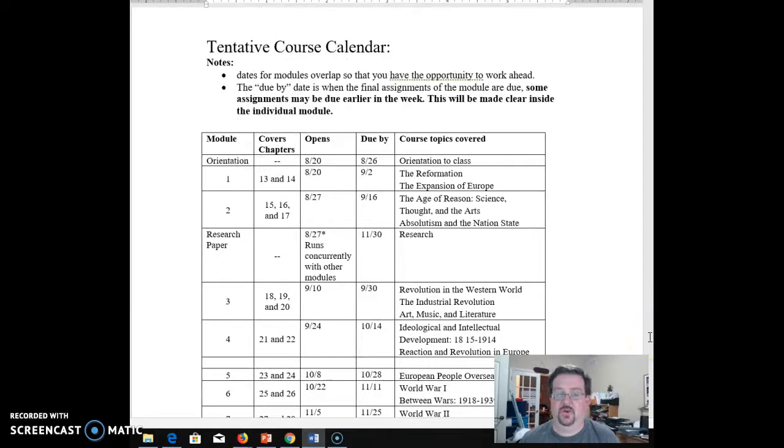And that brings us to the course calendar. Now, the course calendar may be changed if something significant happens, if we have unexpected class cancellations at Heartland, or if Blackboard is destroyed by atomic war, which probably won't happen, but just in case, we may change due dates.